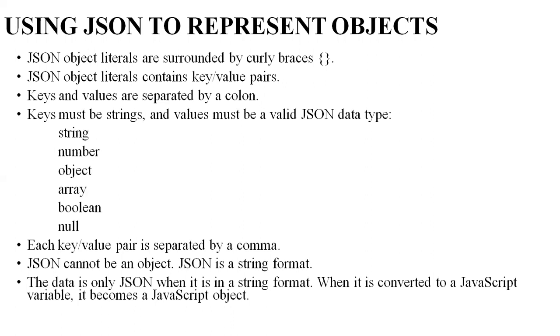JSON cannot be an object. JSON is a string format. The data is only JSON when it is in string format. When it is converted to a JavaScript variable, it becomes a JavaScript object.